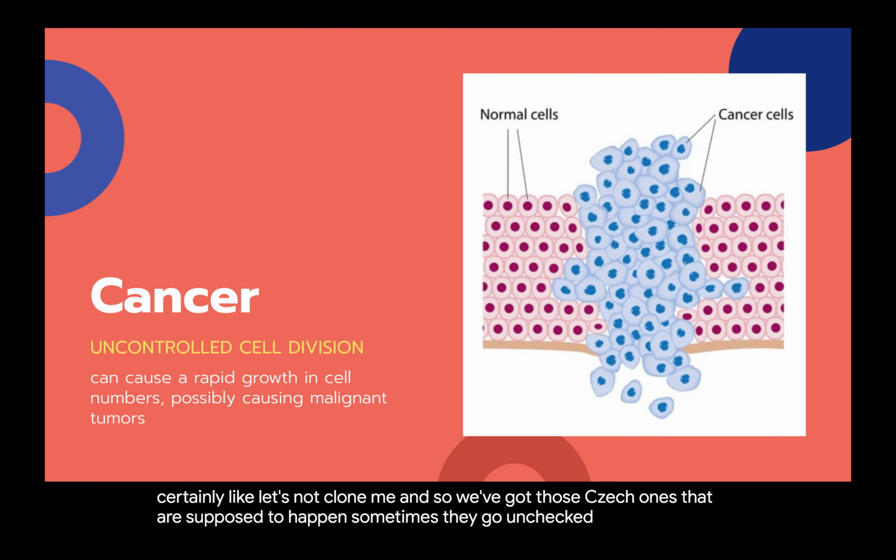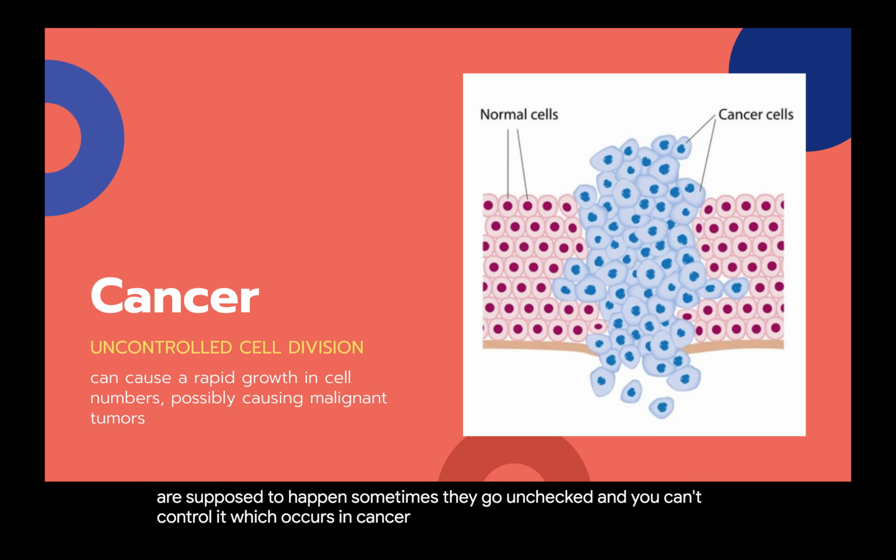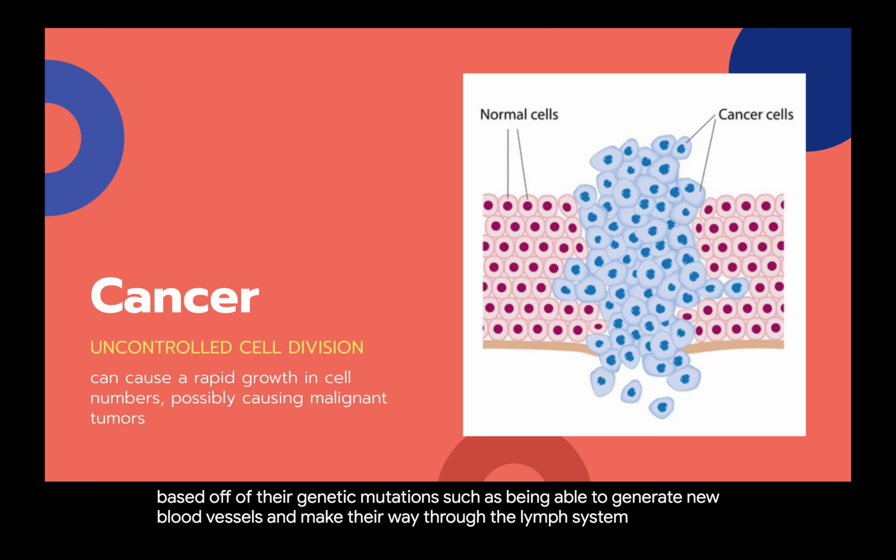Sometimes they go unchecked and you can't control it, which occurs in cancer. And so we see cells that are just mitosing. They're supposed to stop at these cell cycle checkpoints and get evaluated, and that never happens. And so as those cells accumulate, they form potentially a solid tumor, potentially some sort of liquid tumor, depending on what cancer type it is, but too many cells, and they can invade other tissues, they can metastasize, they have other properties based off of their genetic mutations, such as being able to generate new blood vessels and make their way through the lymph system and all sorts of things.